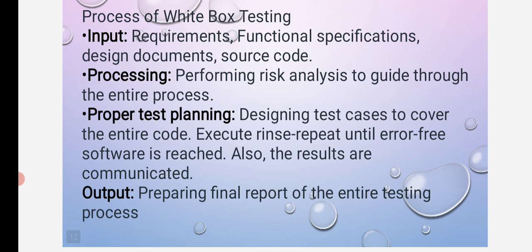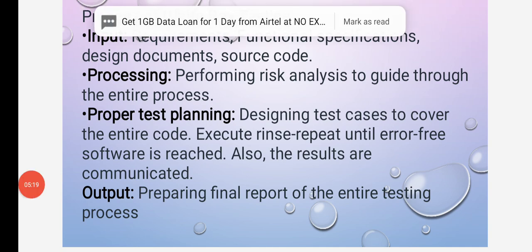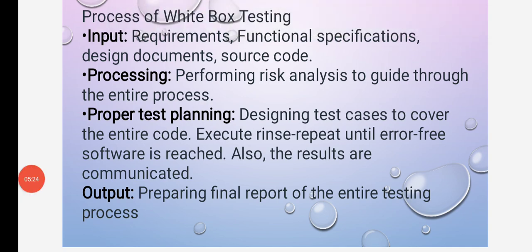Then process of white box testing. The following processes: input, processing and proper test planning. Input is nothing but requirements, functional specification, design documents and source code. Processing means performing a risk analysis to guide through the entire process. Then proper test planning is designing test cases to cover the entire code, execute, rinse, repeat until error-free software is reached. Also, the results are communicated. Then output, preparing the final report of the entire testing process.